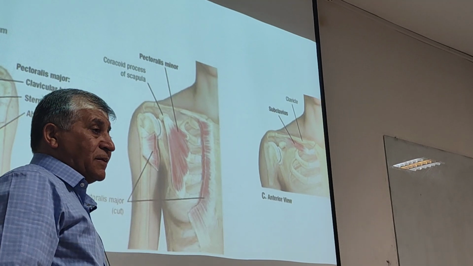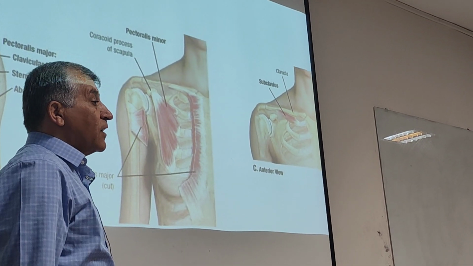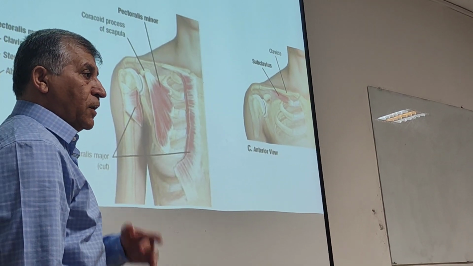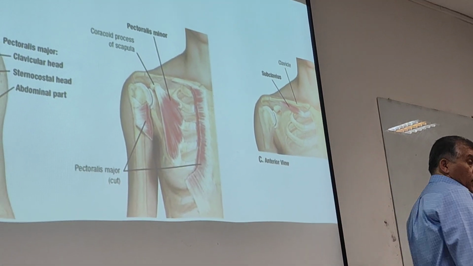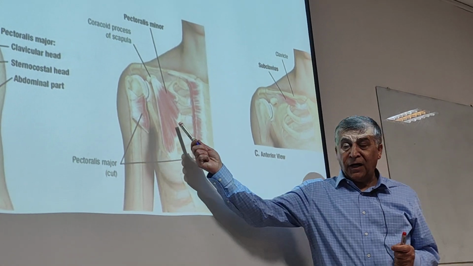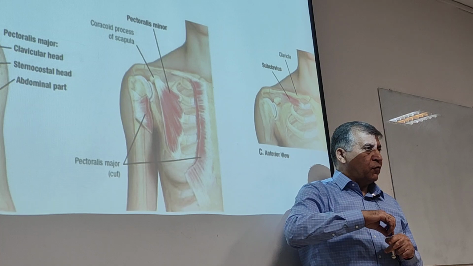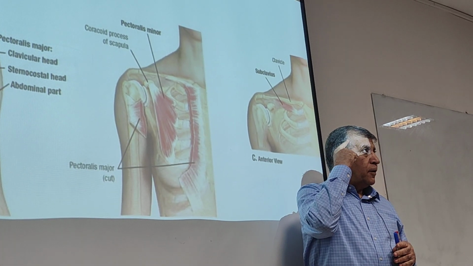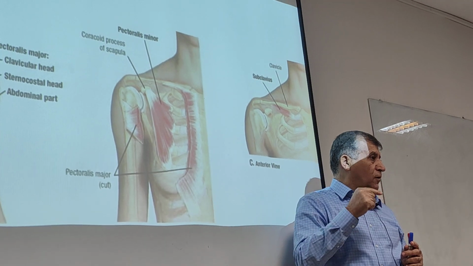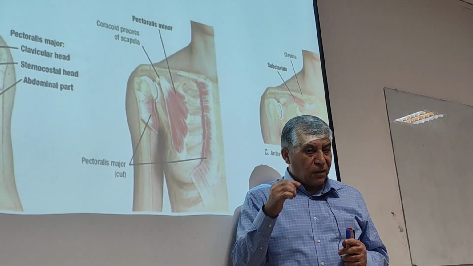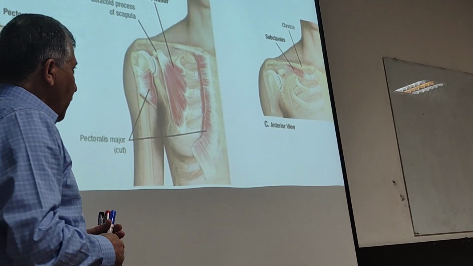This muscle is a depressor of the shoulder. It is innervated by the medial pectoral nerve. For memorizing: pectoralis minor is innervated by the medial pectoral nerve.